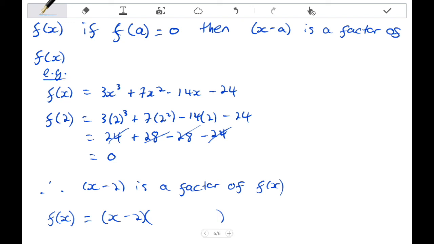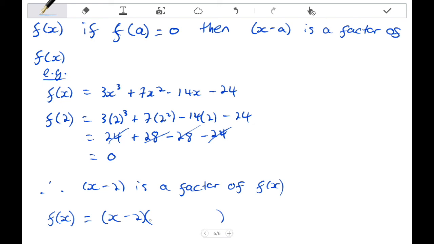What we're going to do is work out what this bracket is here by knowing what this is. Okay, what do I mean by that? Well, we know that in f of x we have to have some term 3x cubed.